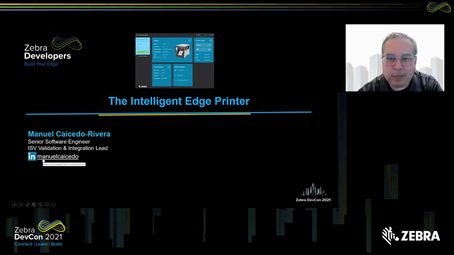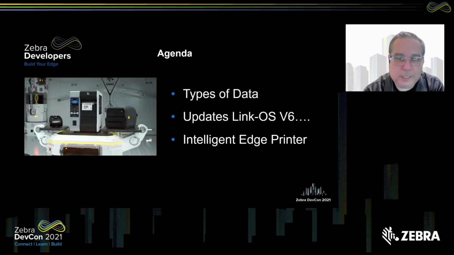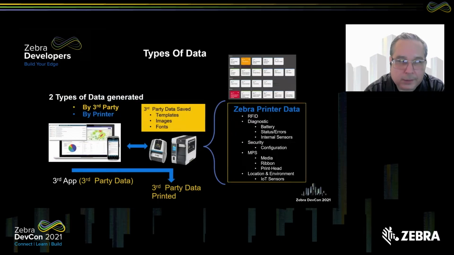In this particular case, the agenda for today will cover these different aspects: the types of data that our printers manage, and the latest updates that we have done through LinkOS versions 6.1, 6.2, 6.3, and 6.4. The latest version of LinkOS was released just last month, version 6.4. So we will be covering all of those updates. Then we will be introducing the concept of the intelligent edge printer. So let's start now.